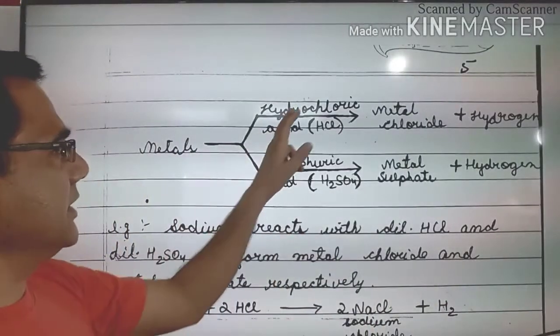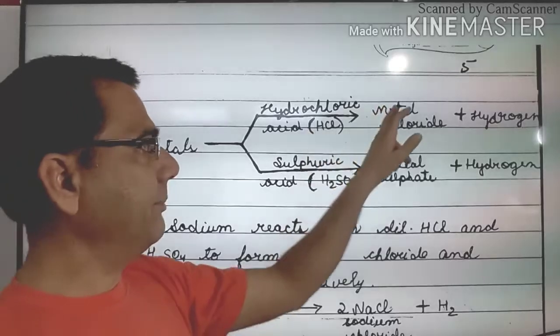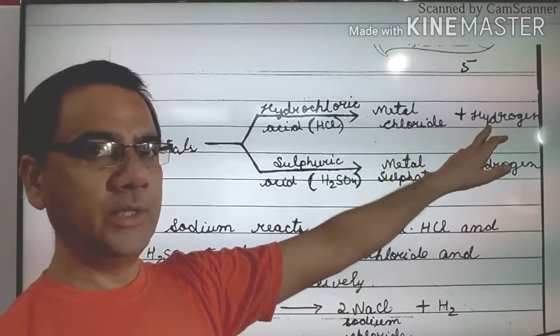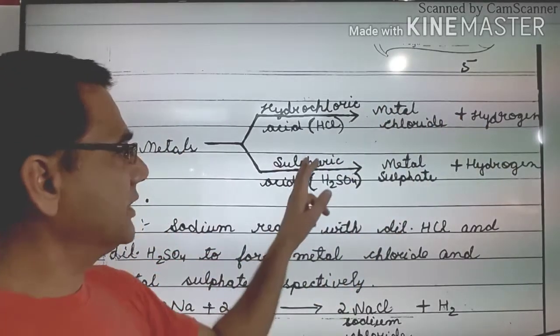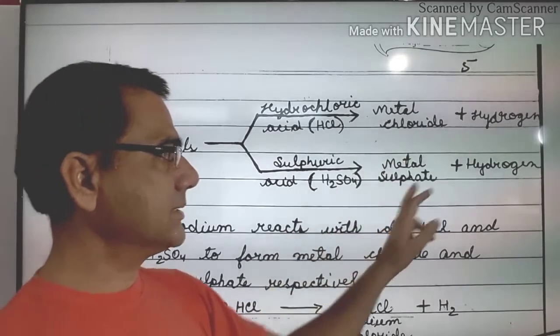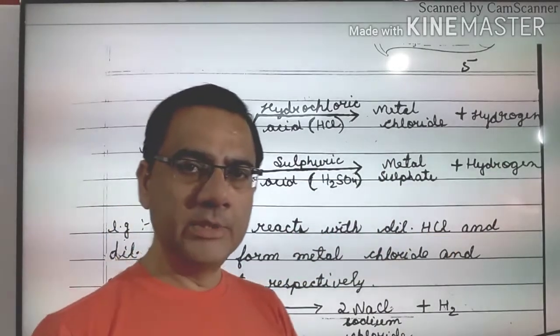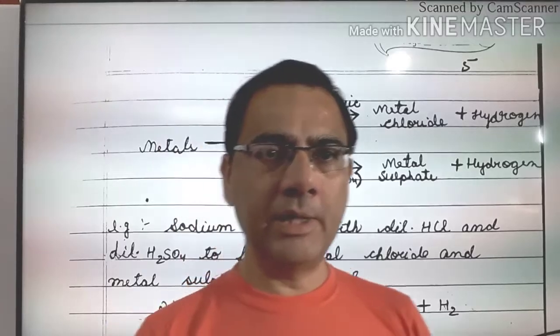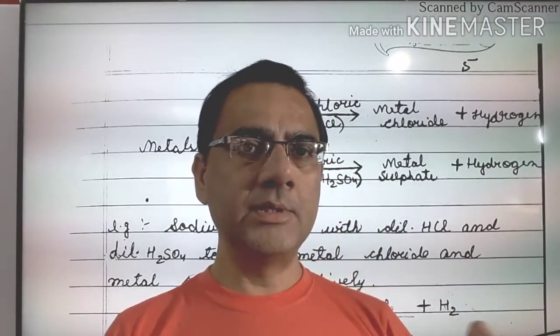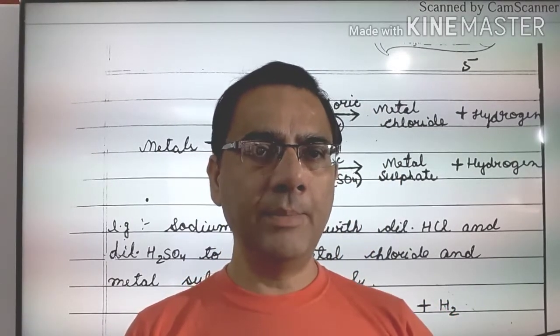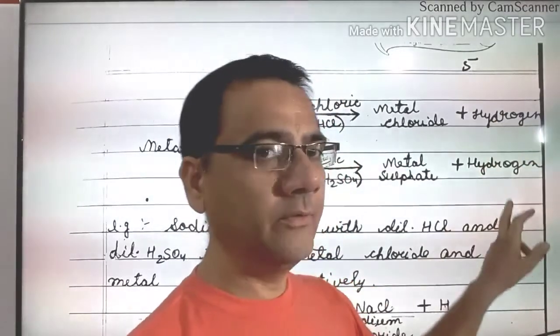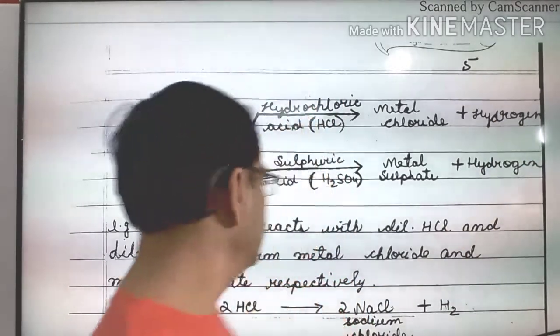When the metals react with the hydrochloric acid, they form metal chlorides and hydrogen. But when the metals react with the sulfuric acid, then they form metal sulfate and hydrogen. It means with hydrochloric acid, metal forms metal chloride, and with sulfuric acid, the metal forms metal sulfate, with the formation of hydrogen. Now we see the examples.